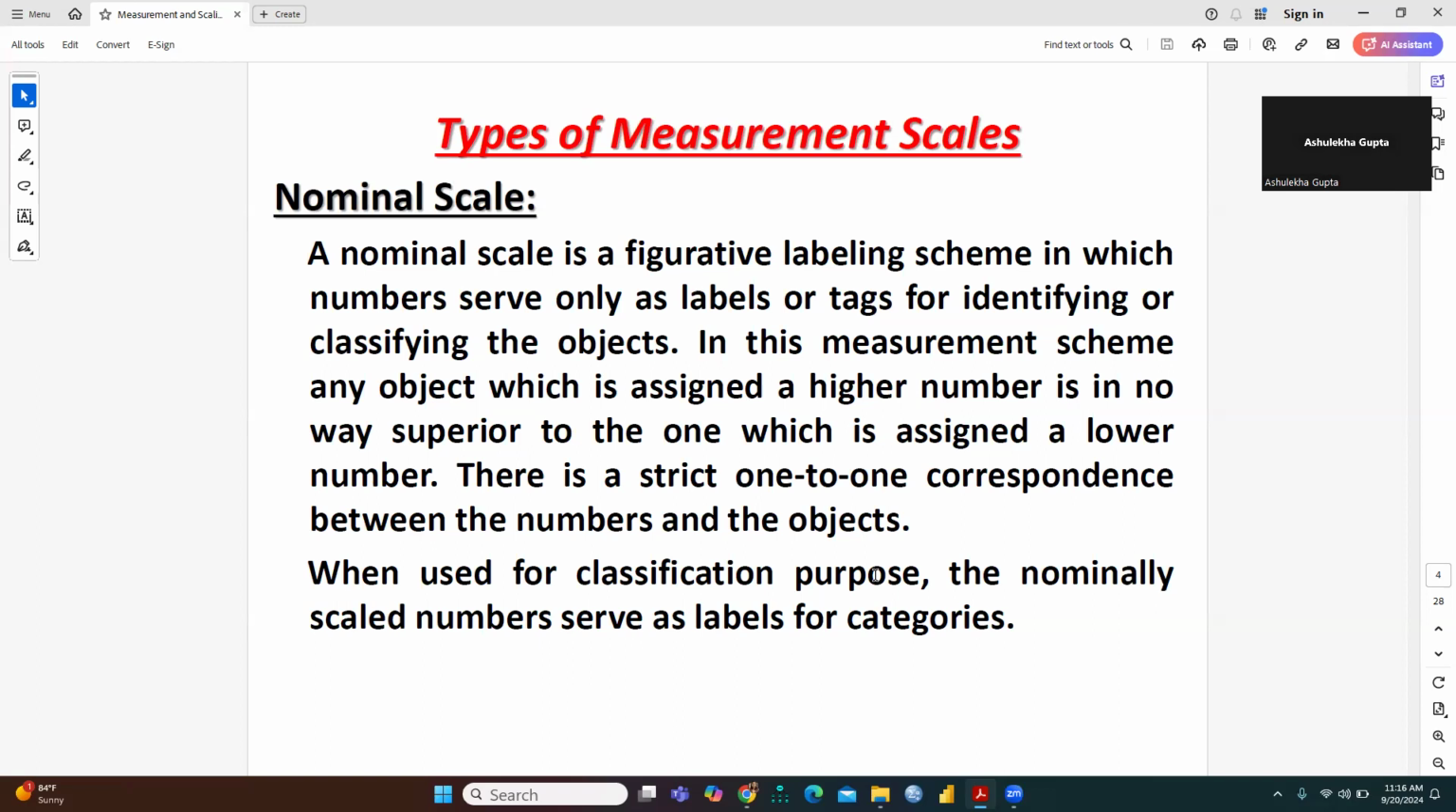A nominal scale is a figurative labeling scheme in which numbers serve only as labels or tags for identifying or classifying objects. In this measurement scheme, an object which is assigned a higher number is in no way superior to one which is assigned a lower number. There is a strict one-to-one correspondence between the number and the object. In a nominal scale, numbers serve as labels for categories.